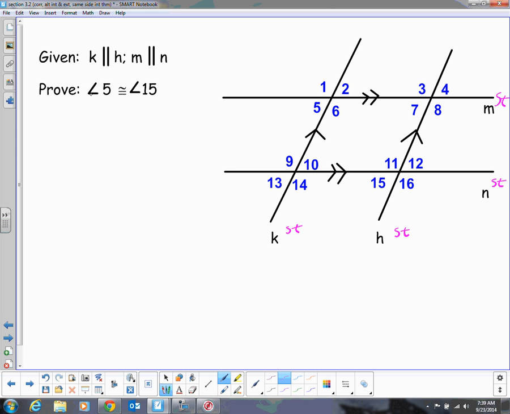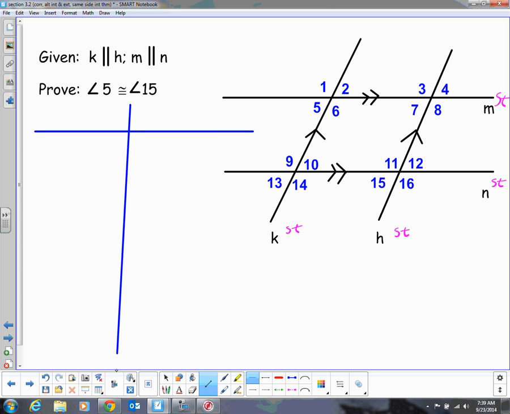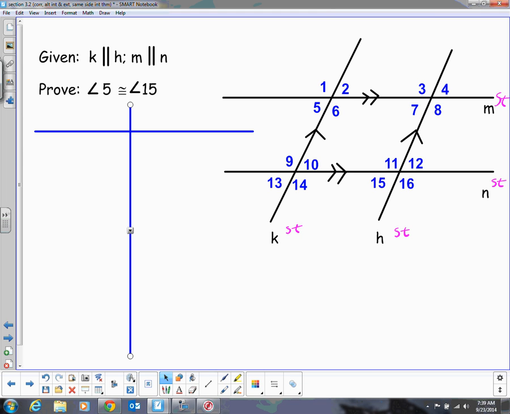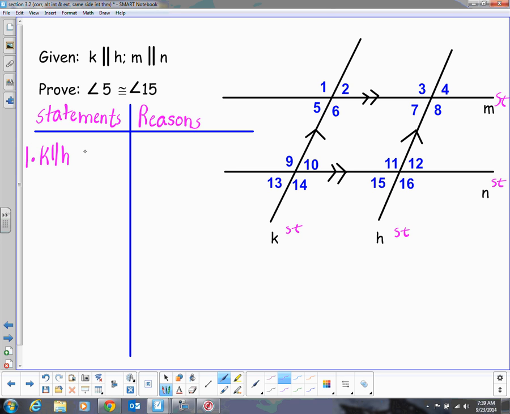So you have to prove that 5 is congruent to 15. So what we're going to do is we're going to separate our statements and our reasons a little bit. It organizes it so it's a little bit easier to read. So we're going to call this statements, and we're going to call this reasons. And we always begin our first step with what we're given. M parallel to N. And the reason is because it was given.